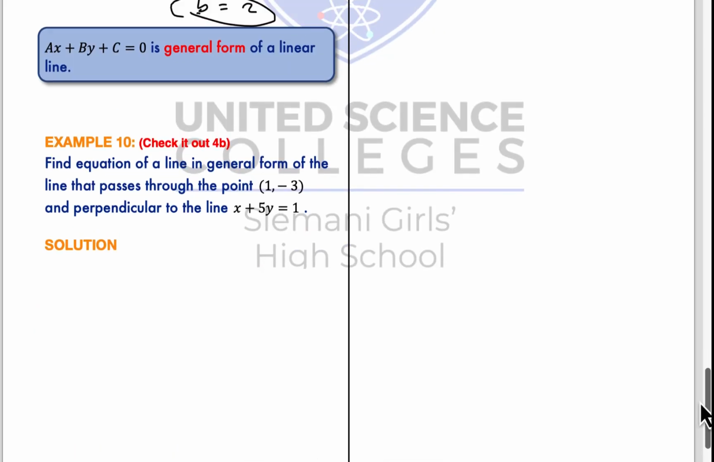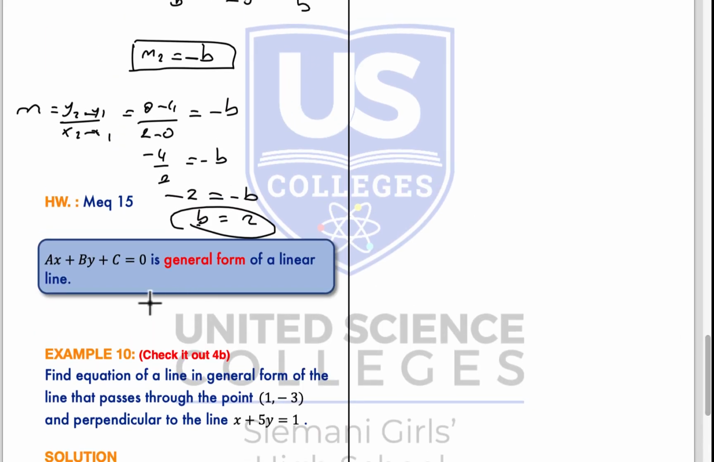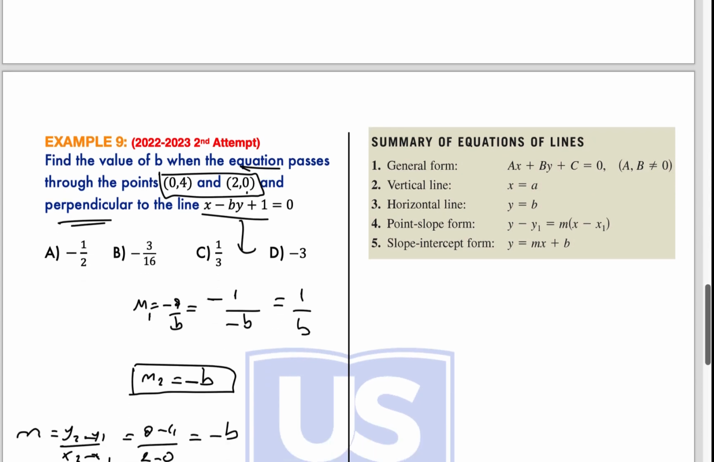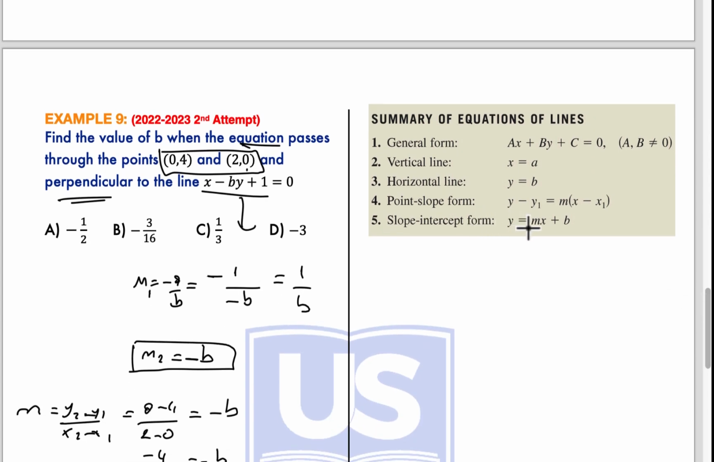One last question. We studied slope-intercept form. y equals mx plus b. y is alone on one side of the equation. Everything else is on the other side. This is called slope-intercept form. We studied point-slope form. If one point is given to write the equation, we use y minus y1 equals m times x minus x1. And if a line is horizontal, it's y equals something. If it is vertical, x equals something.